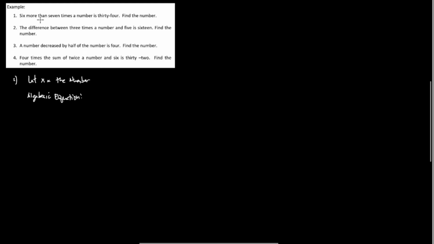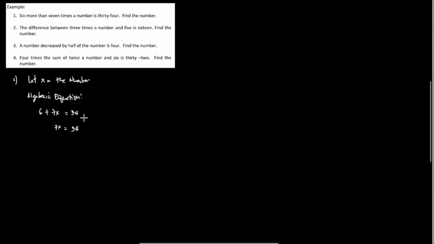6 more than 7 times a number, which is 7x, and more than is plus 6. So 6 plus 7 times x, and it is equal to 34. So we have now the algebraic equation and we will now find the number. So 6 plus 7x is equal to 34.